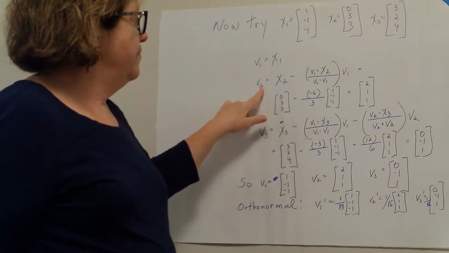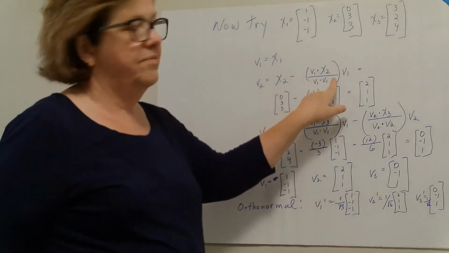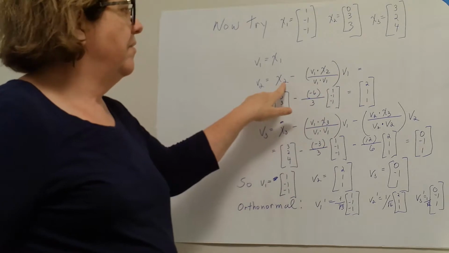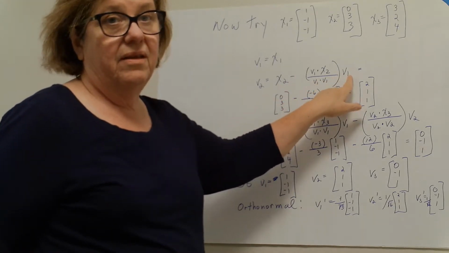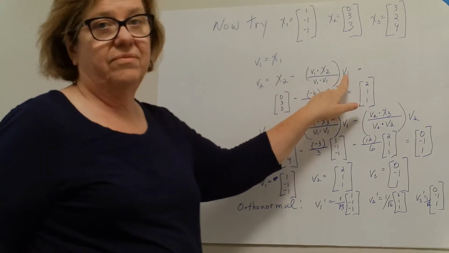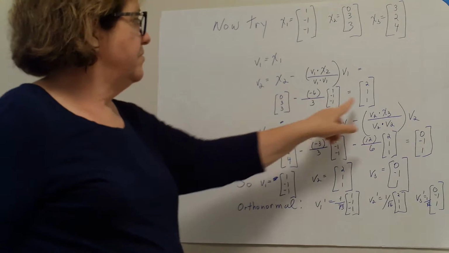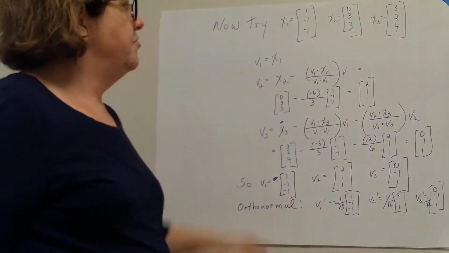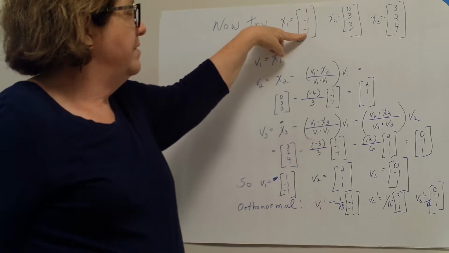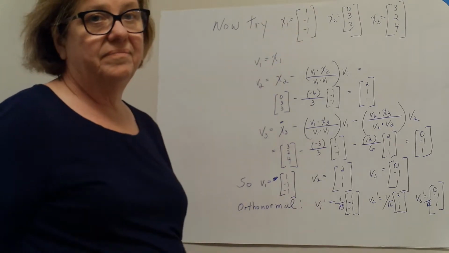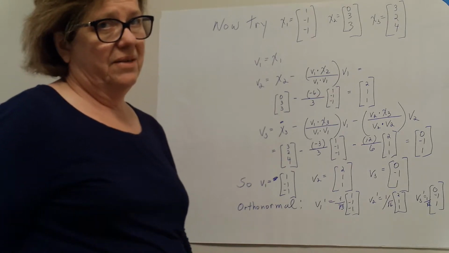Then we take v2, and now we're going to subtract off the projection of x2 onto v1. So we subtract that off. That leaves us with the vector (2, 1, 1), which you can check is orthogonal to (1, -1, -1). Okay? But what about the third vector?